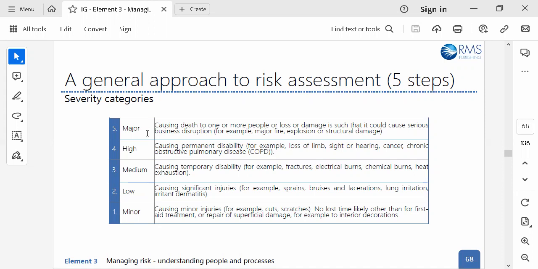Four, we will give for the high category of severity, causing permanent disability, for example, loss of limbs, sight or hearing, cancer, chronic obstructive pulmonary disease. So the fifth category we will give for major, causing death to one or more people, or loss or damage such that it could cause serious business disruptions. For example, major fire, explosion, or structural damage. In this, the severity will be more. So maybe there may be one death or more deaths. The business will be disturbed.